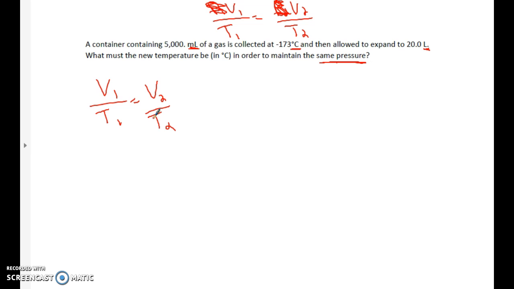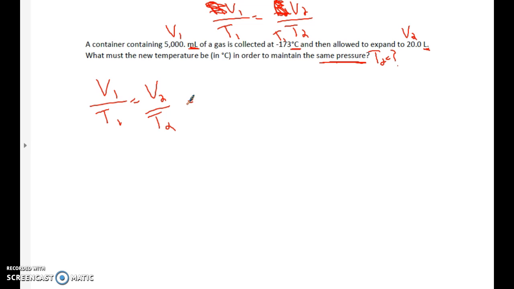So what we do here is, let's label everything. So 5,000 milliliters, that was V1. The negative 173 degrees Celsius is T1. It's allowed to expand to 20 milliliters, that's V2, and it's asking for temperature 2. That is what we have to solve for. So we can start plugging these numbers in. Now for me, I just made both of the numbers into liters. You can make them both milliliters if you want, but I'm going with liters.